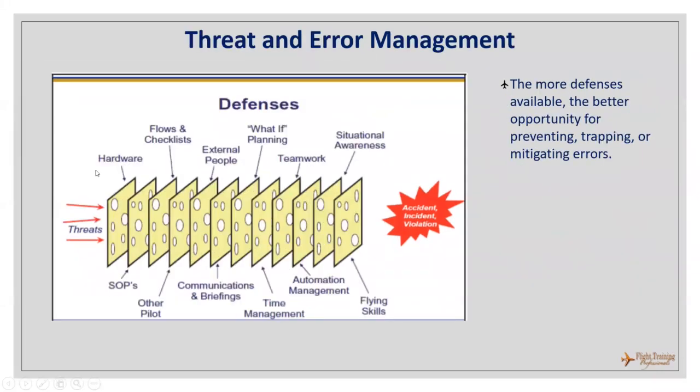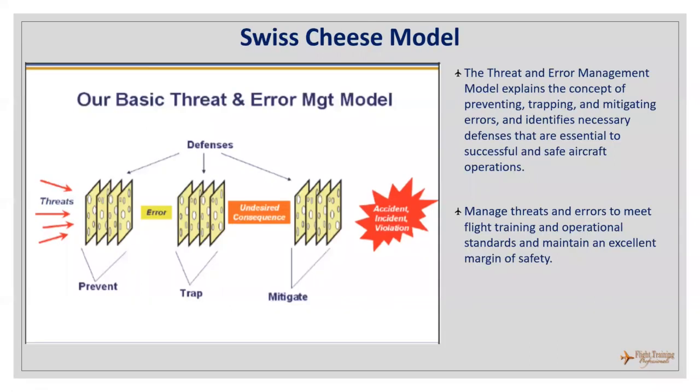So if we look at our defenses, this is just layers of Swiss cheese. So if we looked at preventing, right, let me go back real quick for you guys. Preventing would be our training, it's regulations, it's company and personal minimums. Trapping, that's our checklist, that's our experience and our CRM.